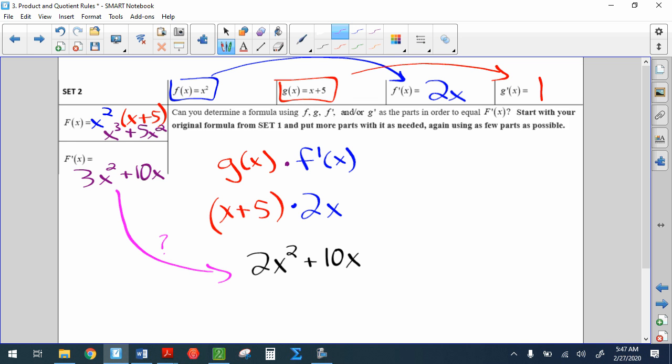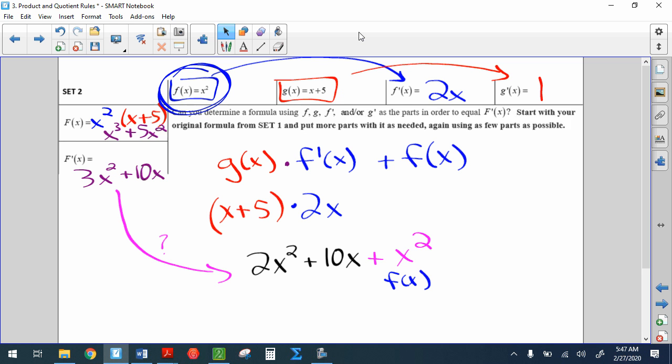I had 3x squared plus 10x, so I need another x squared to make that into 3x squared plus 10x, and that's what this is, f of x. So this x squared is my f of x. So my formula now changes to g of x times f prime plus f of x. Again, I used 3 of the 4 pieces. I didn't use g prime, didn't need to. You might be able to see how g prime works there, and if so, you can take a guess, and then let's go ahead and do set 3. Or you can pause and do set 3 if you haven't done so yet.